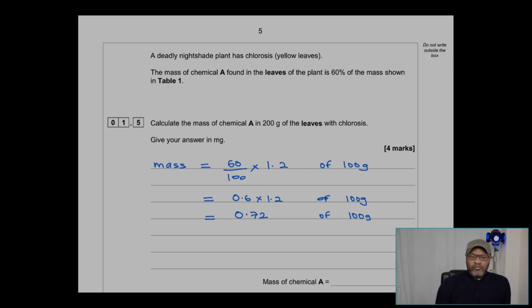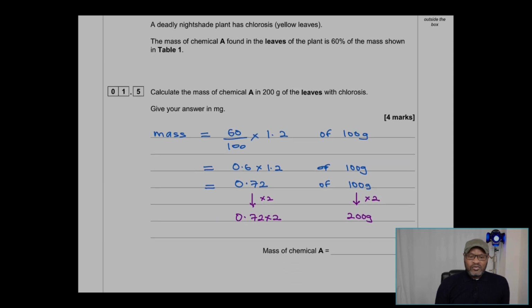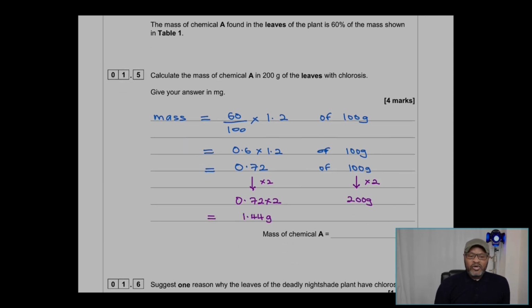But we're looking for 200 grams. So if we take that to 200, we have to multiply by the same proportion, which is 2. So we multiply 0.72 by 2 to get the 200 grams that we're looking for. That's 200 grams, and that gives 1.44 grams.